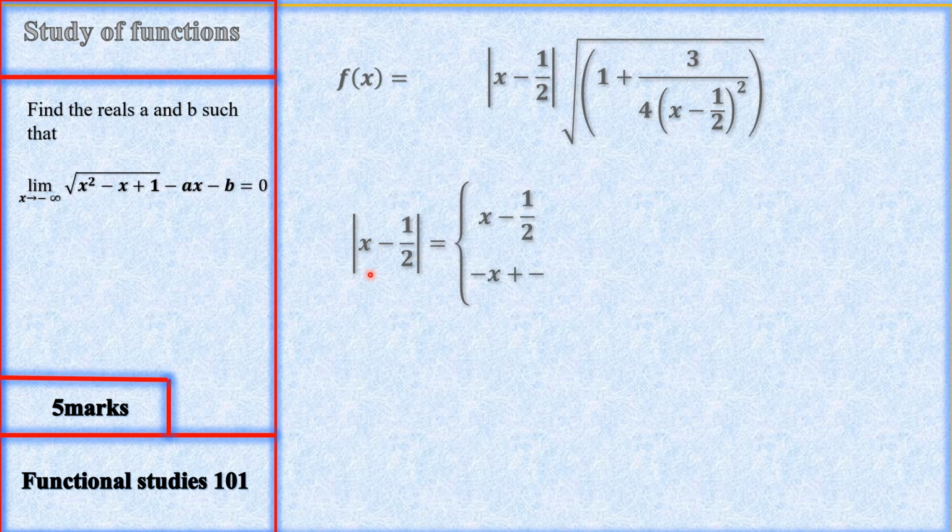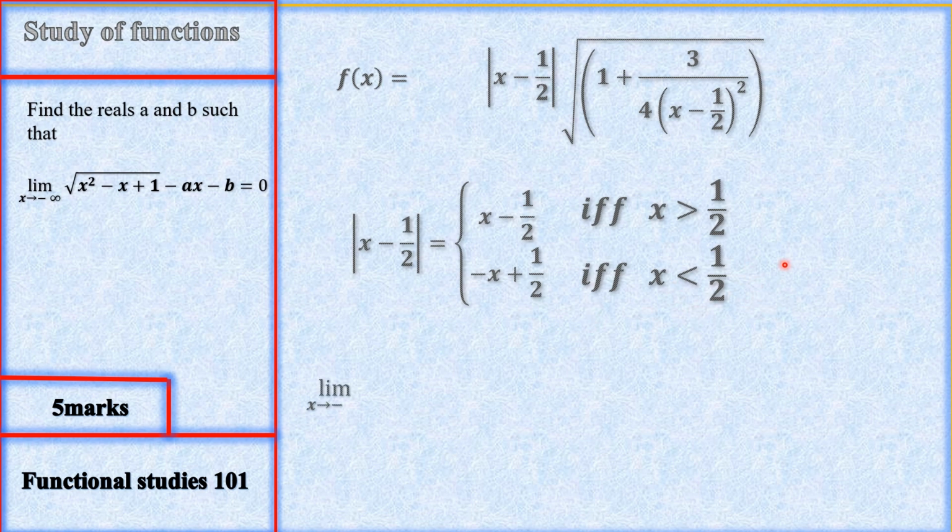the absolute value of x minus a half has two definitions. It is equal to itself when this quantity is greater than 0, and equal to negative itself when this quantity is less than 0. That is, x minus a half is greater than 0, which is equivalent to saying that x is greater than a half. And it is equal to negative x plus a half when x minus a half is less than 0, which is saying that x is less than a half.